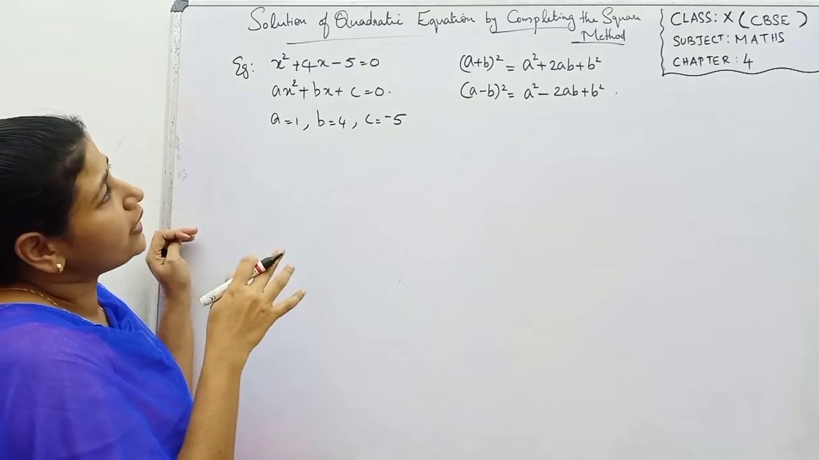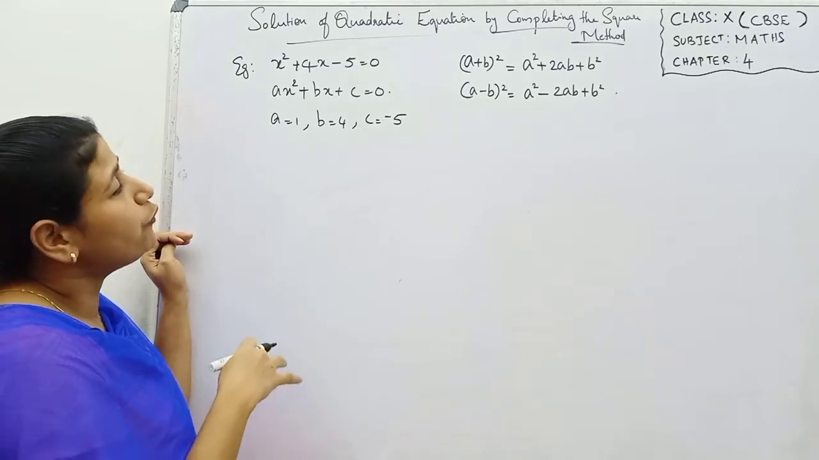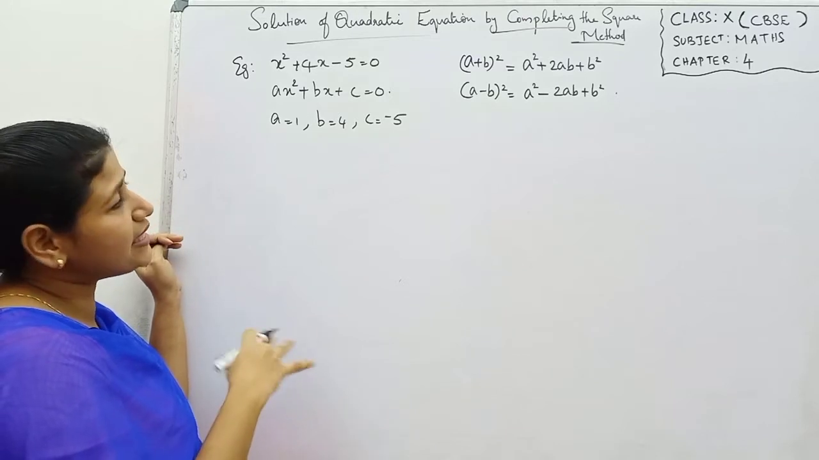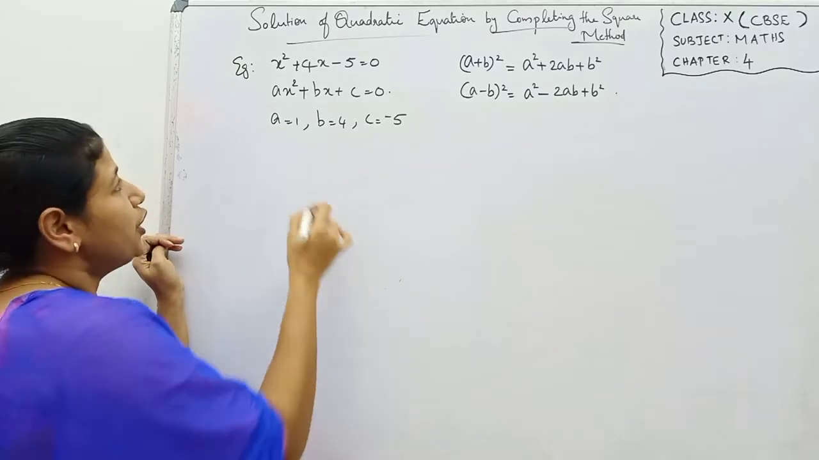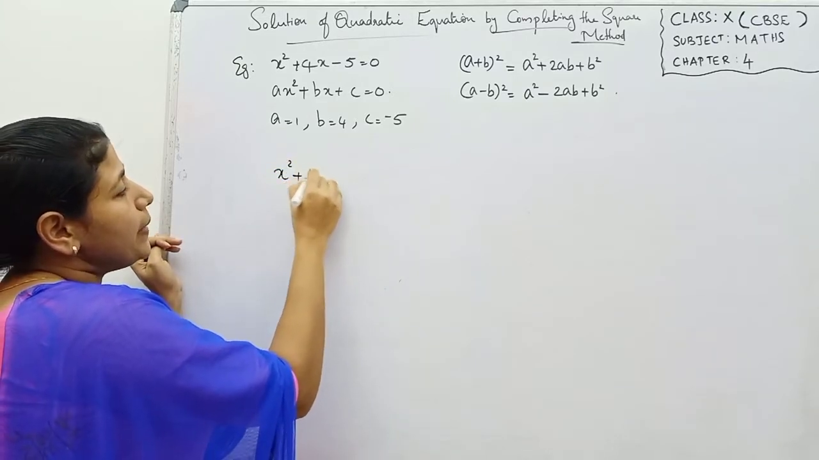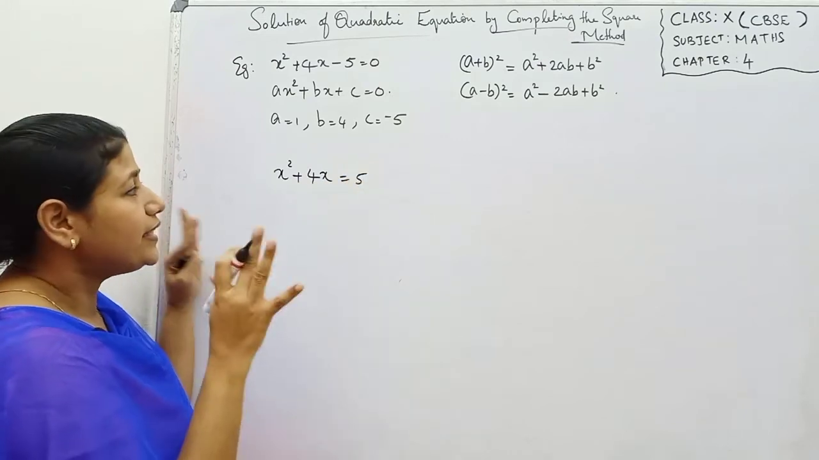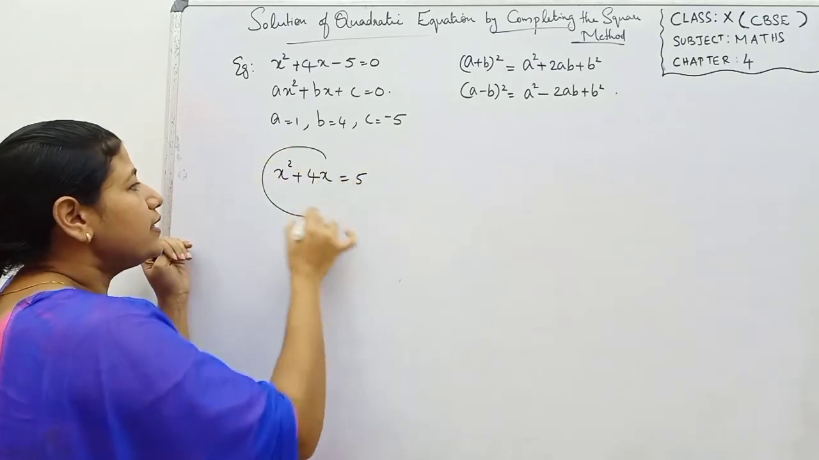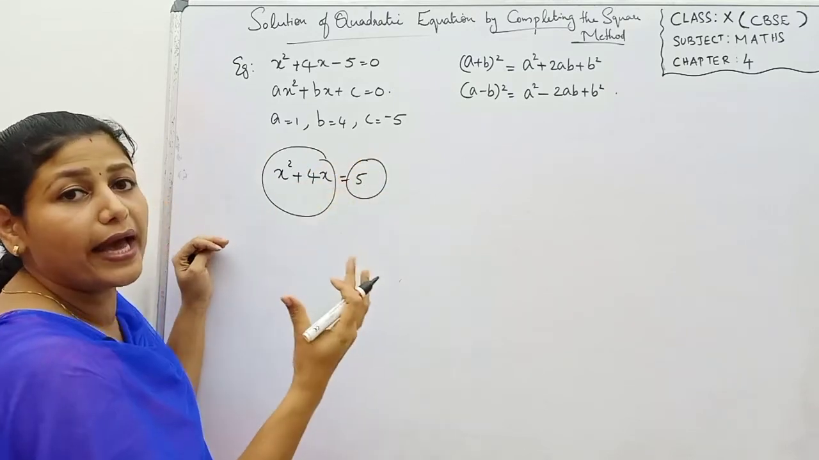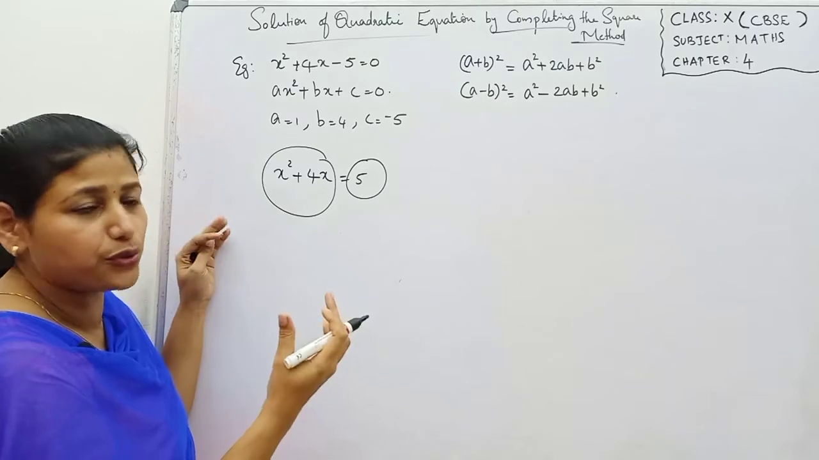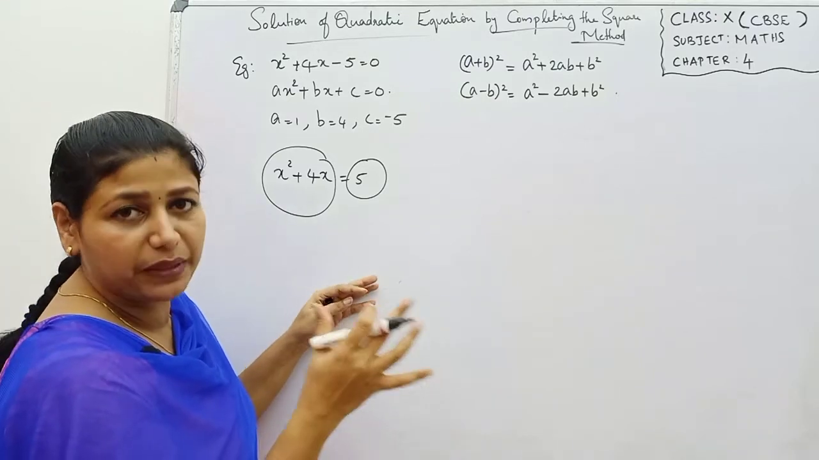To find the solution using the completing the square method, we should take the constant term to the right side of the equal sign. So I am writing x square plus 4x equal to 5. Understood? Now we have to make the left hand side and the right hand side into a complete square. We have to make this x square plus 4x and this 5 into a complete square.